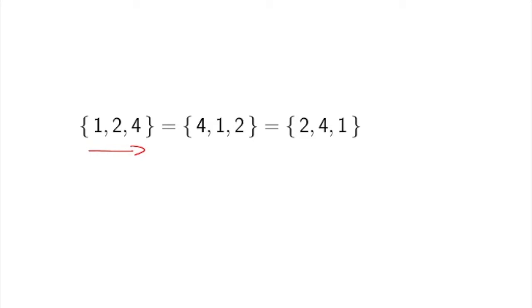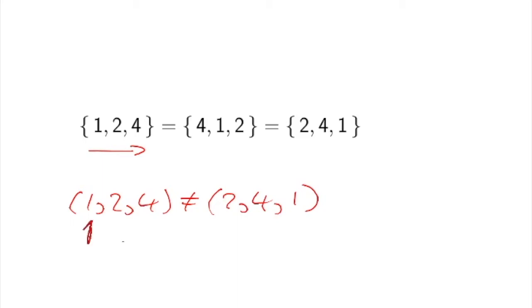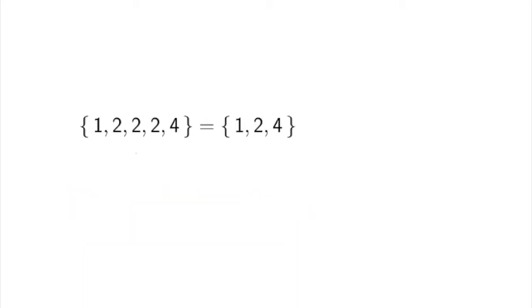Compare this with tuples, for example, where the order of numbers does matter. So for example, the coordinate (1, 2, 4) is not the same as the coordinate (2, 4, 1). You can see that the x coordinate over here is 1 and the x coordinate over here is 2. So these two coordinates are not the same.